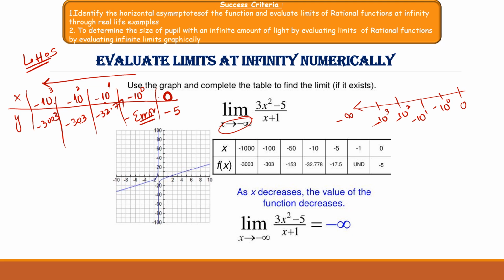Now look at this. As you are moving to the left side, what is happening? The numbers are jumping, very much jumping, but with the negative side, right? So they are increasing or they are decreasing? They are decreasing. So it will be negative infinity.